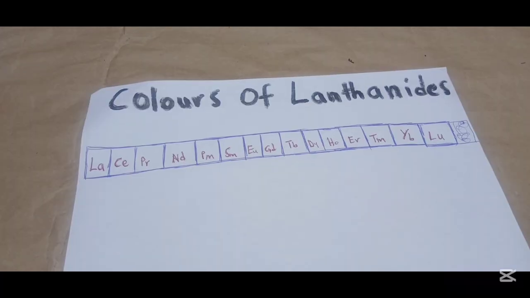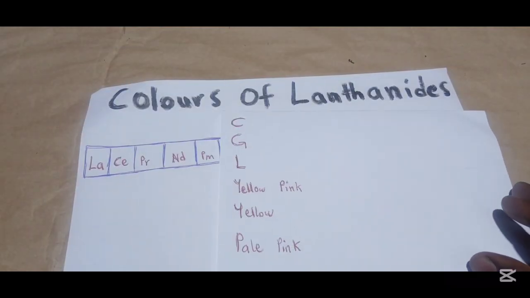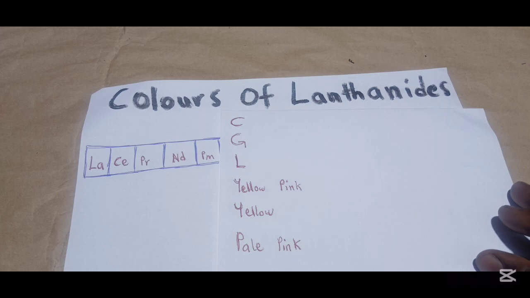Colors of the lanthanides. You need to know the colors of the lanthanides if you are studying lanthanides and actinide series. So I'm going to give you a quick procedure for recalling the colors of each element on the lanthanide series. Simple, easy trick. First of all, I'm going to need you to memorize this in order: CGL, yellow, pink, yellow, pale pink. You can say that after me. CGL, yellow, pink, yellow, and pale pink.